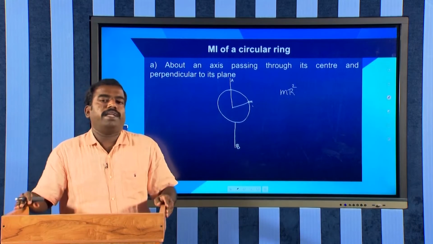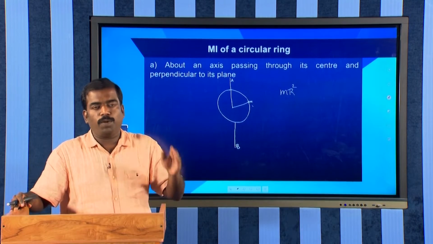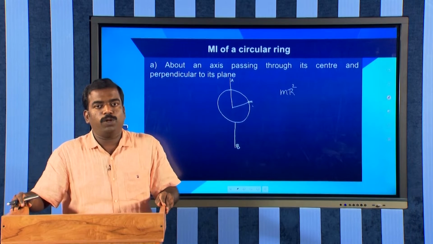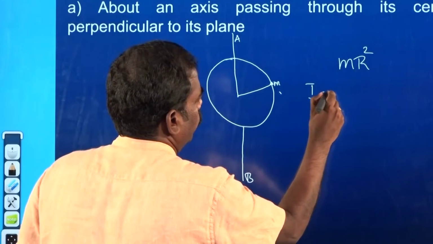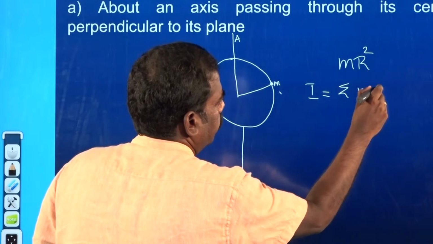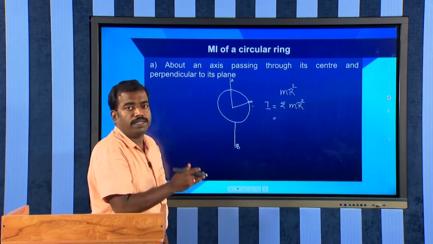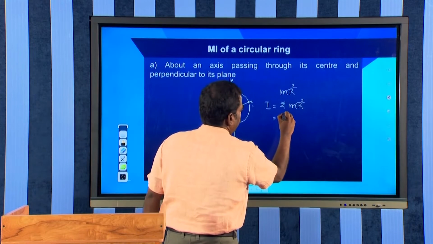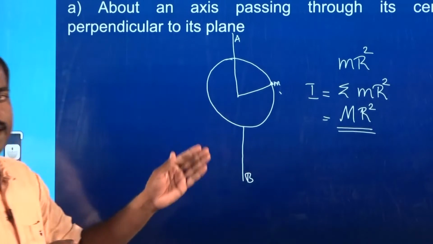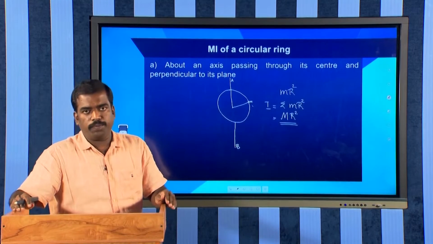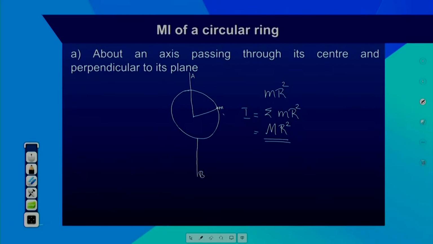And you know the ring is made up of a large number of such particles of mass small m. So, the moment of inertia of the ring about the axis AB is given by I equal to sigma m r square, where sigma m is the total mass of the ring, so it is capital M into r square. So, this is the moment of inertia of the ring about an axis passing through its center of mass and perpendicular to its plane.